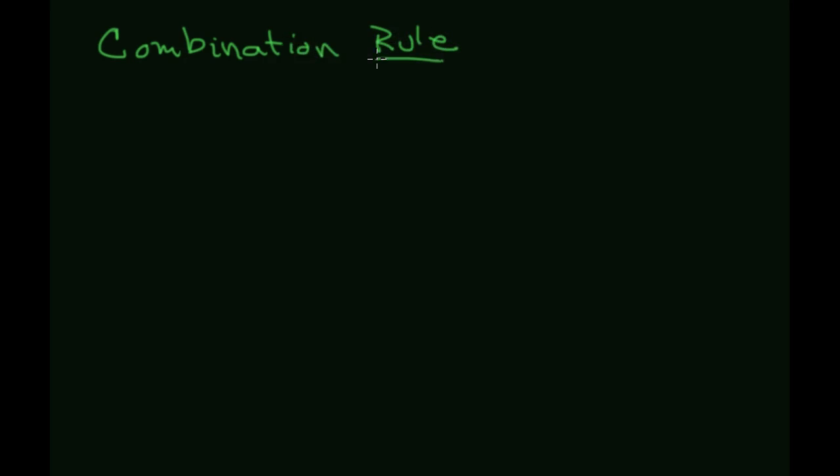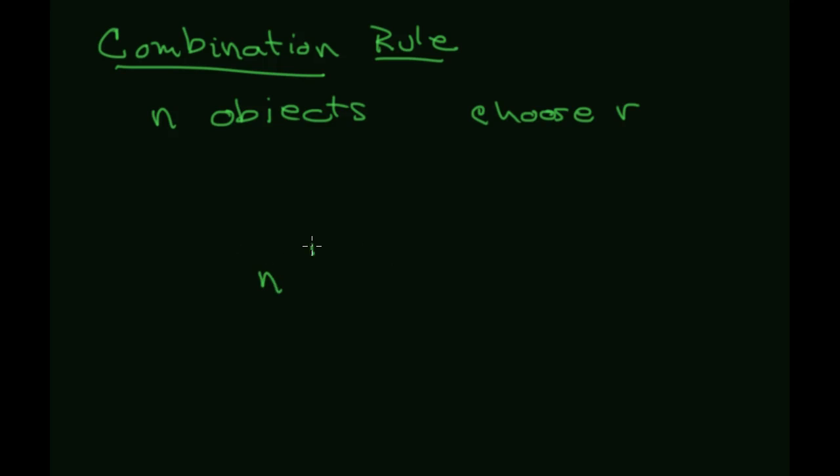Okay, so with combinations, I still have n objects. And I'm just asking how many ways can I choose r of them. Now, in this case, I don't care about putting these r objects in order. I just care how many different ways can I choose r objects out of n, not how many different ways can I order r objects. So let's have a formula for this.